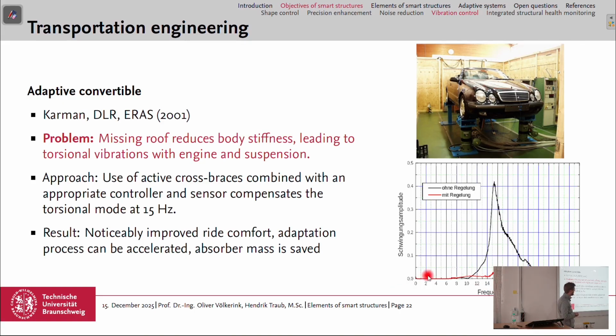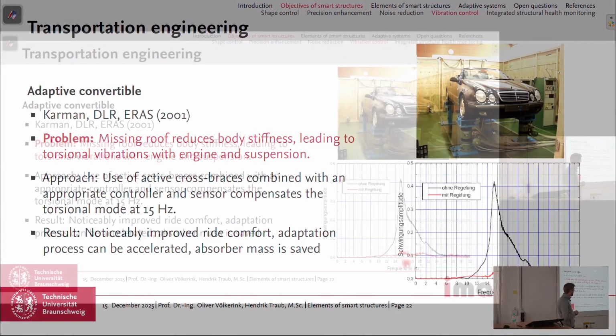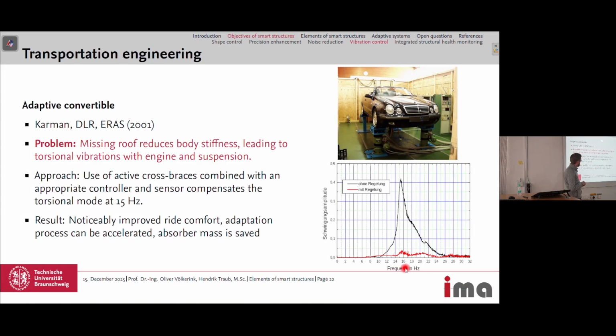And in black you can see the vibrations without the control loop. So with the controller turned off, at 15 hertz you have a peak in the amplitude, and with the controller turned on, the peak is gone. So you can control the vibrations at the torsional mode at 15 hertz.